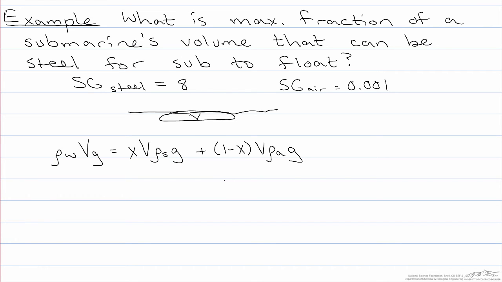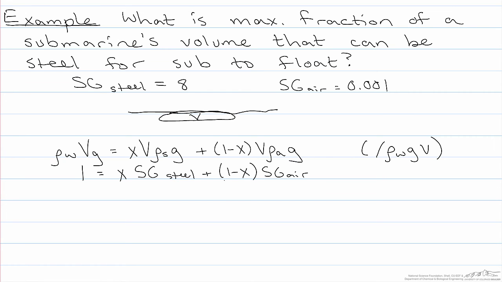So what we have is the weight of the displaced fluid on the left-hand side is equal to the weight of the submarine in terms of its steel weight and its air weight added together on the right-hand side. Now if we take all of these terms and divide by the density of water times V times g, this is the same volume in each case, the way we have defined the terms, and of course the density of water and gravity are constant.